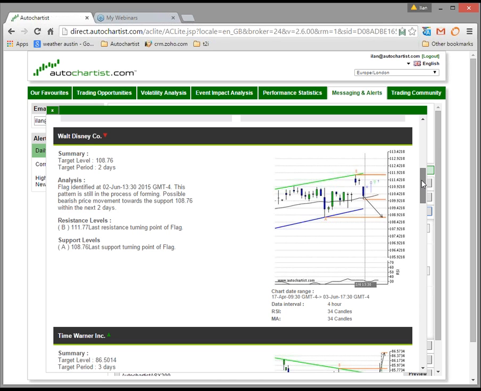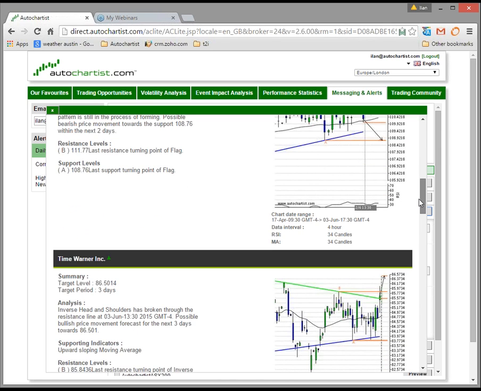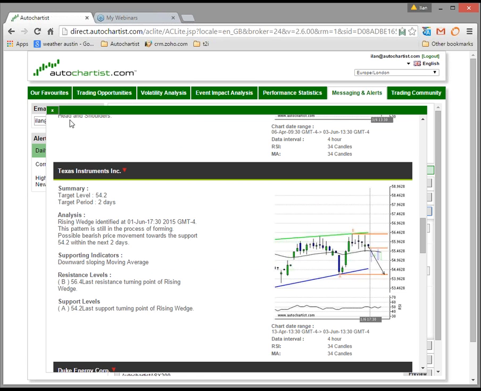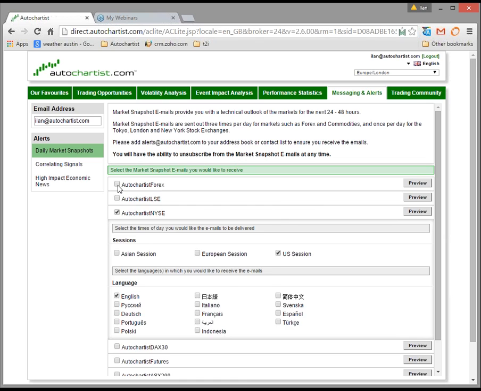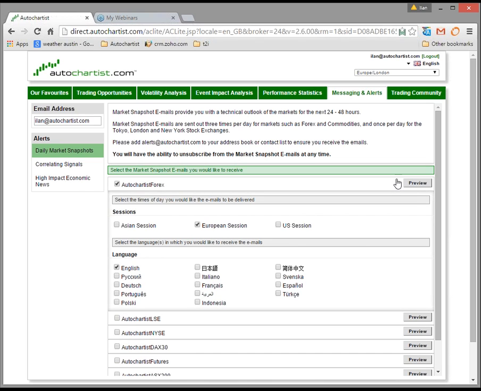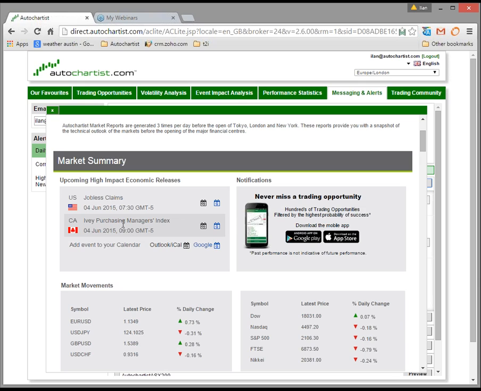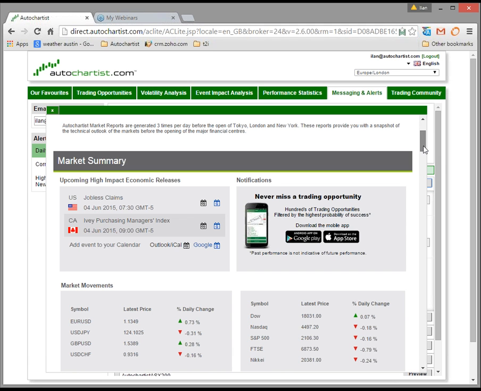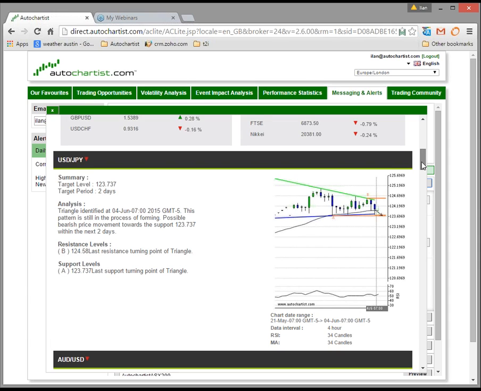And then the stuff you will be waiting for, which is the actual opportunity, right? So we think Time Warner is going up. We think Texas Instruments is going down, etc. Similar things are available in the FX market. Now, this is what the latest FX report looks like. Again, jobless claims coming up, and the purchasing managers index coming up. And here we're giving a notification to download our mobile app. We have some market movements. So here we go. We think that US dollar yen is going down for the next 2 days.